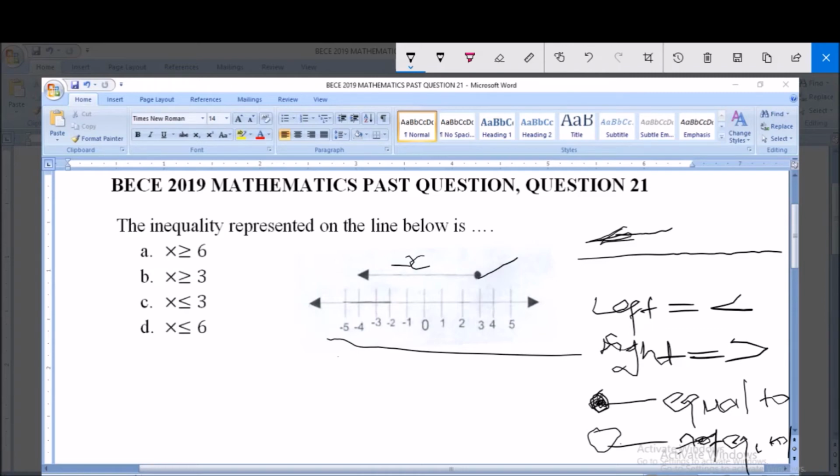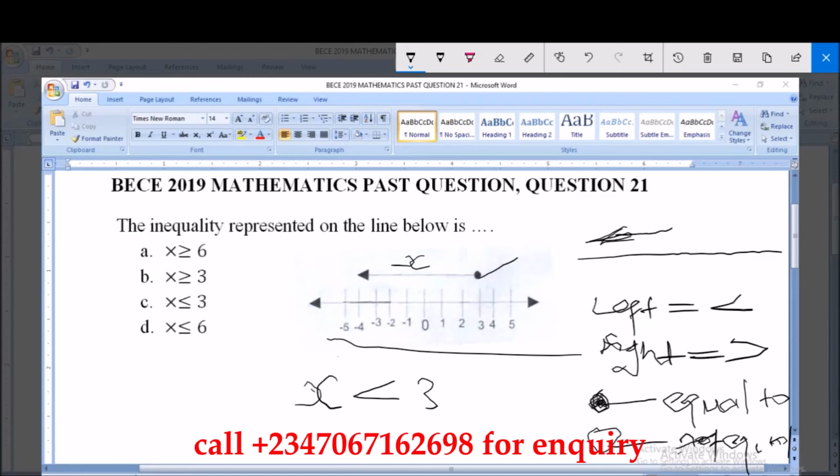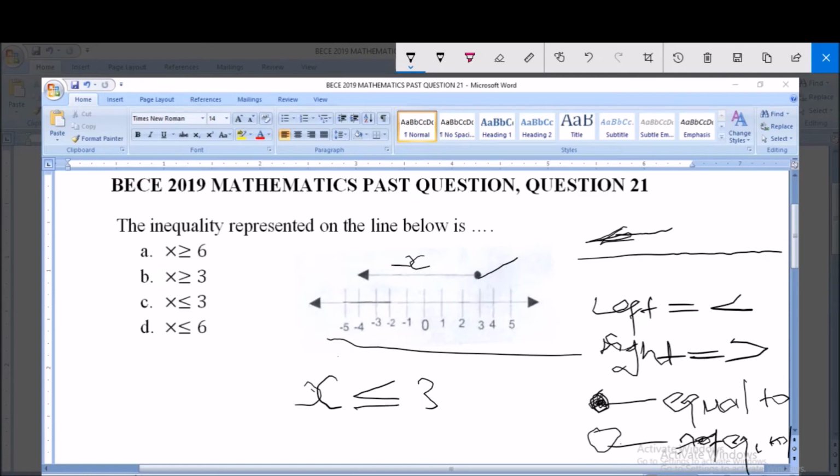You can see here the line is representing x, and this line is starting from 3. And because this line now is going to the left direction, we say x is less than 3, because it is going towards the left. But now, not just that, when you look at the circle at the base of this line, it is shaded. So therefore we say x is less than or equal to 3.